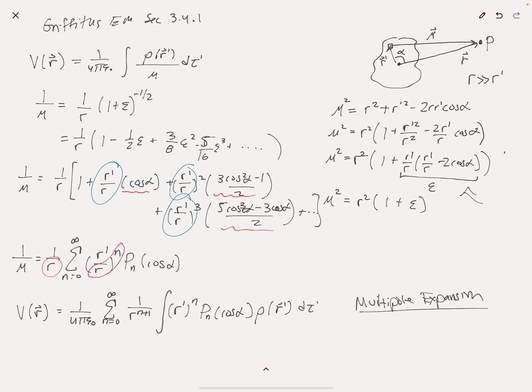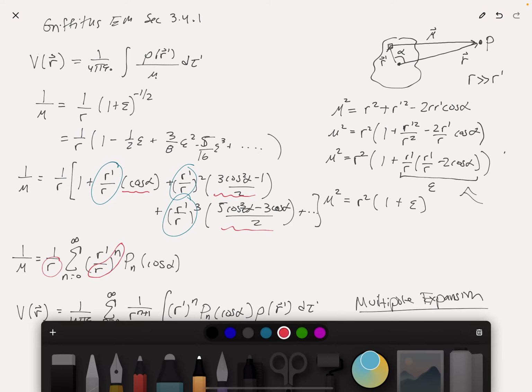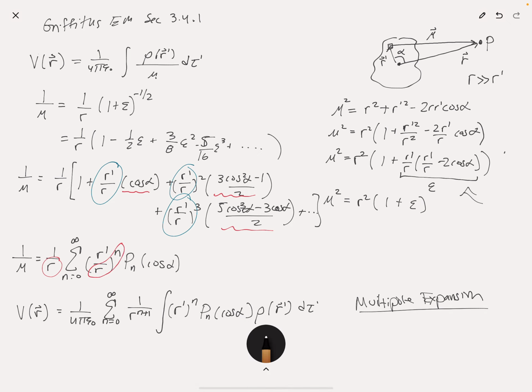Where each value of n represents a different element of the multipole. So for n equals 0, we have a monopole. For n equals 1, we have a dipole. For n equals 2, I believe we have a quadrupole. All right, and it keeps going on and on and on.